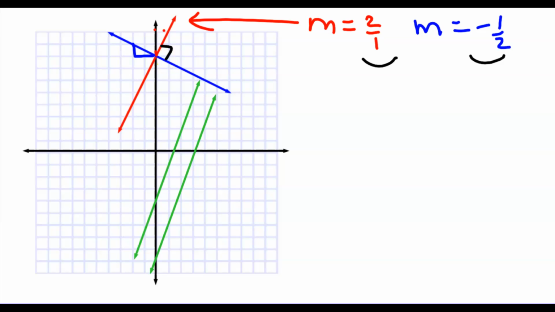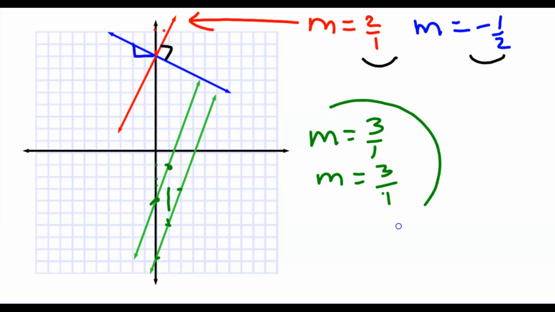Same is true with the green lines. You can check their slope, pick a couple of points, up 1, 2, 3 over 1, so the first line has a slope of 3 over 1. The second line, pick 2 points, up 1, 2, 3 over 1. They both have the same slope, therefore they're parallel. Now notice they cross the y-axis at different points, but their slopes are the same, so they're parallel.